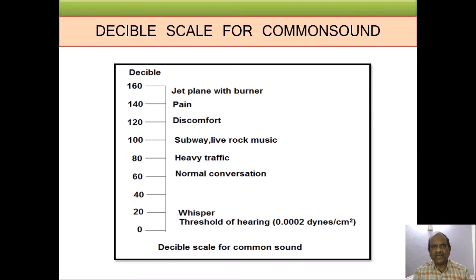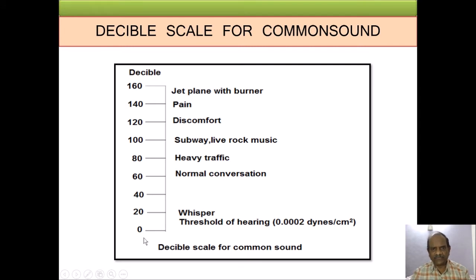This shows a normal scale of audibility compared to decibels for some common sounds, from minimum to maximum. Now see, this is very important: the range 0 to 60 is a very comfortable zone for our audibility, and further above, from 80 to 160, you will find that the intensity of the sound increases.